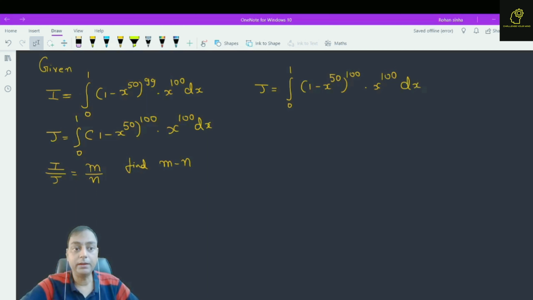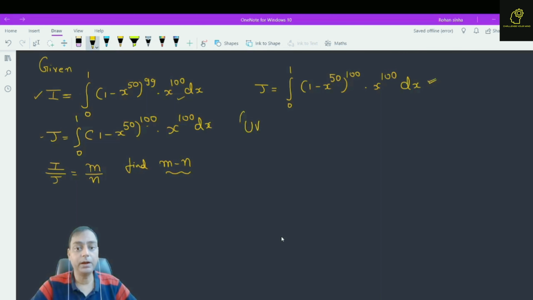It is given that I is equal to the integral of (1 minus x^50)^99 into x^100 dx, and J is the integral from 0 to 1 of (1 minus x^50)^100 into x^100 dx. And I by J is equal to m upon n. Now we need to find this m minus n, and m and n are co-prime numbers. Now what is given? It is given that J is this. Now I'm going to use the concept of integration by parts.